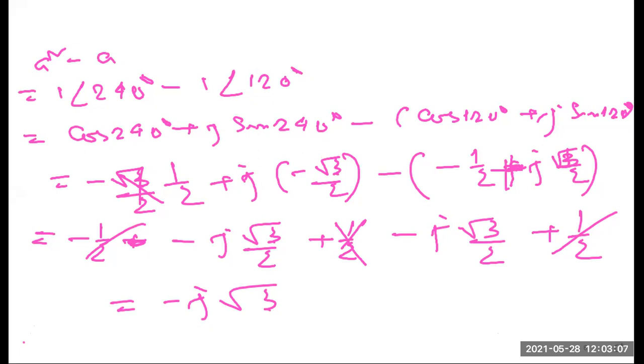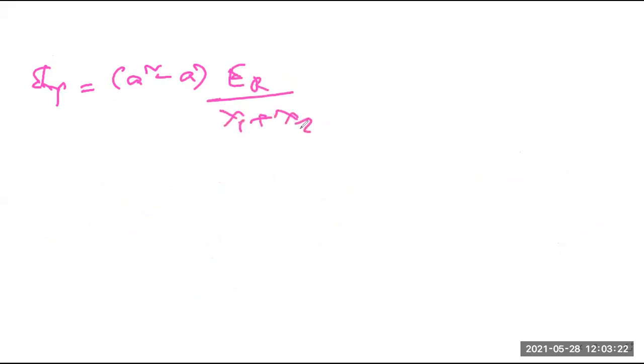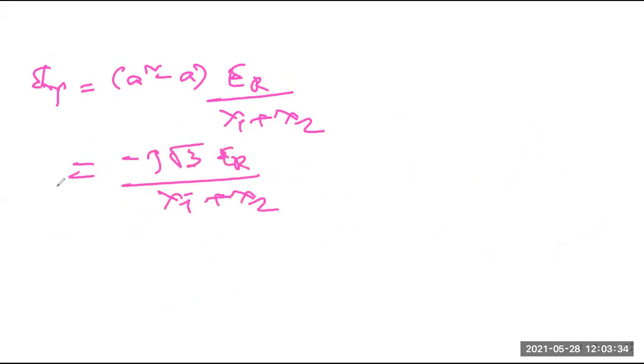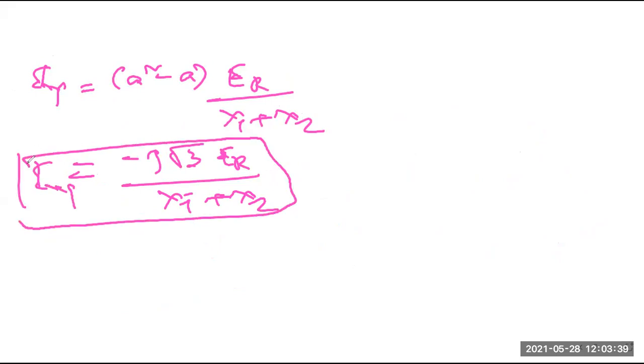Okay. So I think we have derived up to this point. So Iy equal to a square minus a into Er by x1 plus x2. Yes, that was the last expression. Yes or no? Yes, sir. So this should be minus j root 3 Er by x1 plus x2. So that means this will be the value of Iy. Okay. Now we'll go back to the slide.